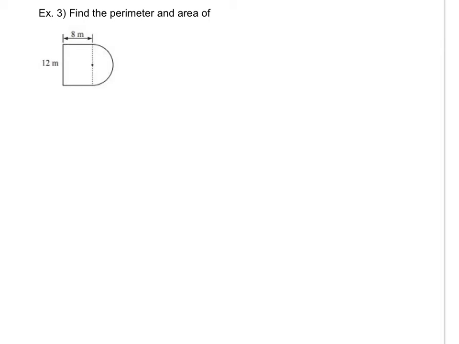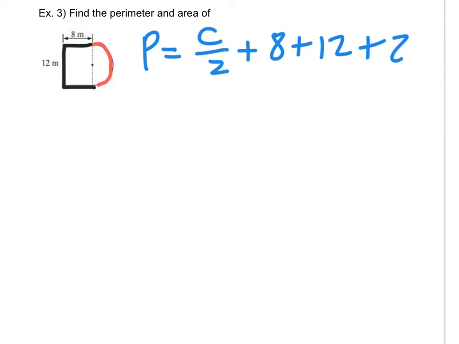Right, so again, what we're going to do is this piece here in red is half a circle, and then we're going to have to add on 8, 12, and 8 to find the perimeter. So the perimeter is the circumference of the circle over 2 plus 8 plus 12 plus 8.